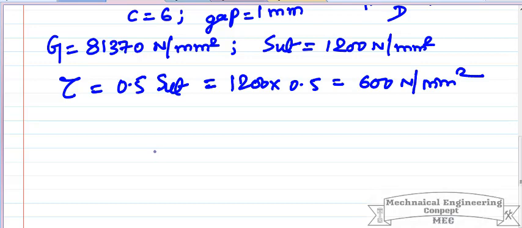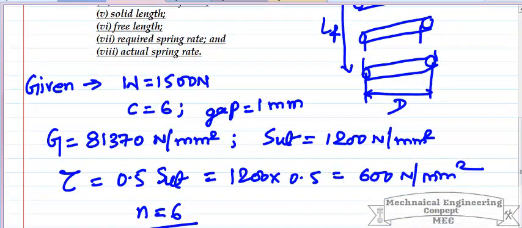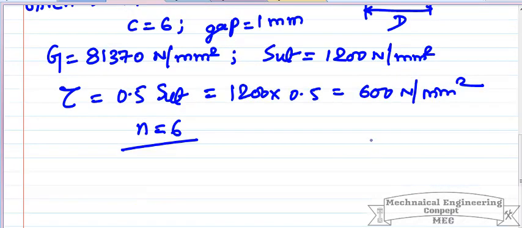And one more data given to us is that we have 6 helical compression springs arranged in order to provide support to the other element. So let me calculate the first unknown, which is small d, the wire diameter. How can I calculate this?